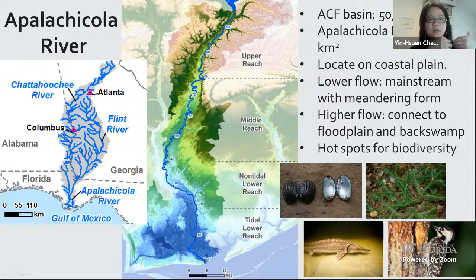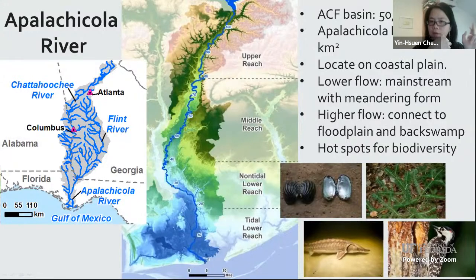Before I dive into the entire analysis, I want to give a really brief introduction about the Apalachicola River. I'm not sure if anyone has ever been to the Apalachicola River. It's a really beautiful river. It is part of the Apalachicola-Chattahoochee-Flint, or ACF, Basin. This ACF Basin spans three states: Alabama, Georgia, and Florida. The entire Apalachicola River is in Florida.